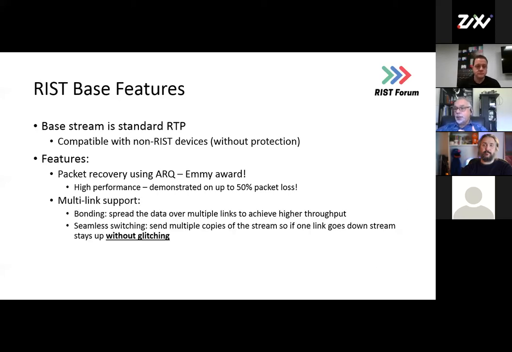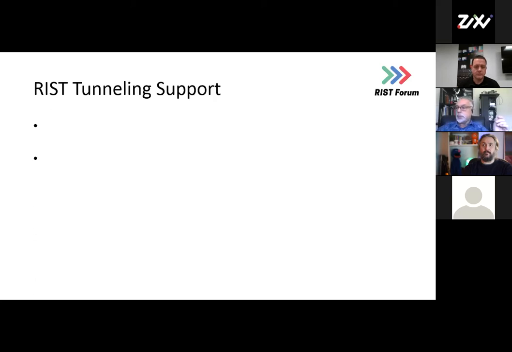Multi-link support, which allows you to do two things. One is bonding. If you have multiple links, you can spread the stream and then bond them together, combine them for your transmission. The other is seamless switching, which some of you who are familiar with standards know as SMPTE 2022-7, which is you send multiple copies, and if a link goes down, you just use the other one and it doesn't glitch. So it's seamless switching.